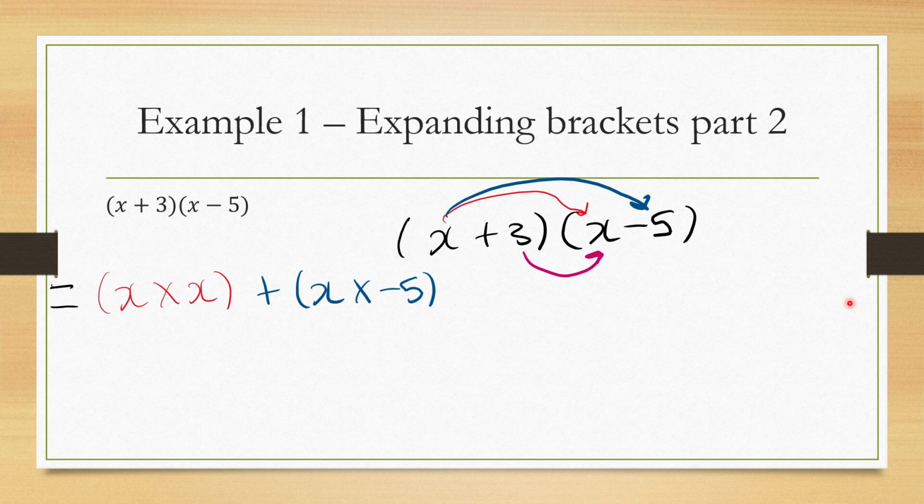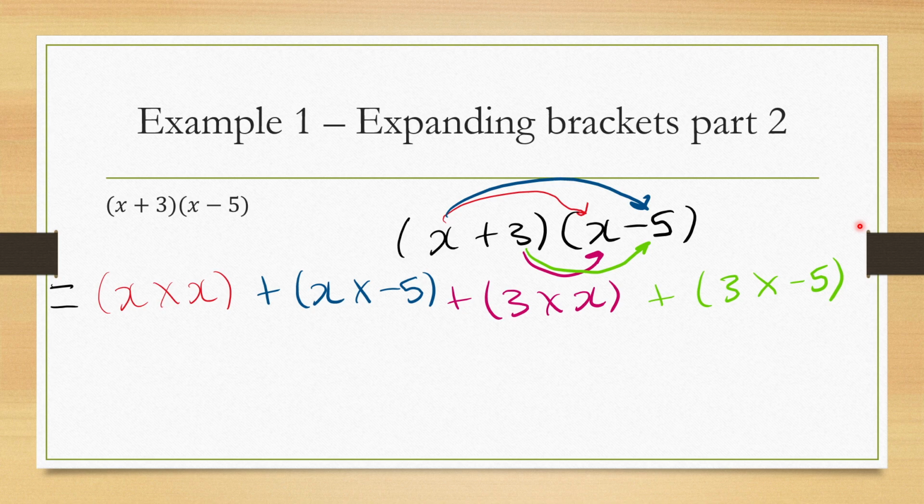Because we have multiplied all the terms in the second set of brackets with the first term in the first set of brackets, we're going to move to the second term of the first set of brackets and multiply the second set of brackets again. So we're going to do 3 times x, plus 3 times minus 5.